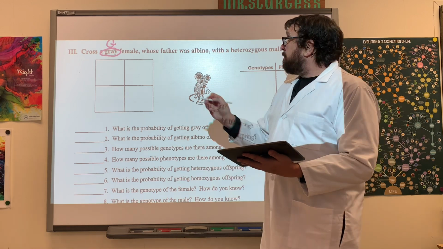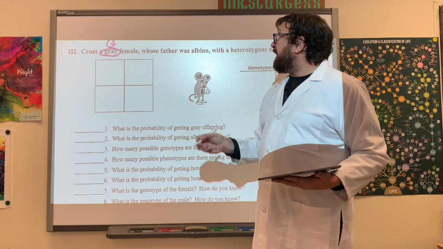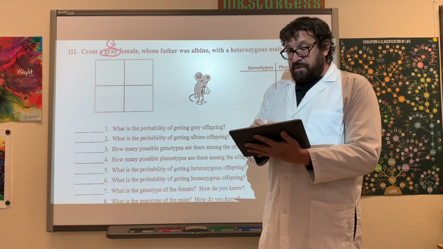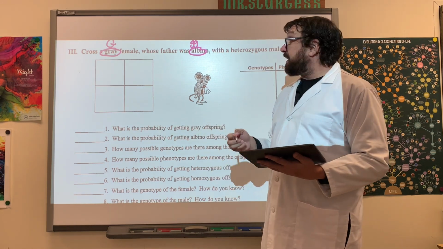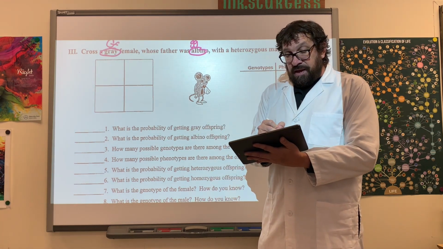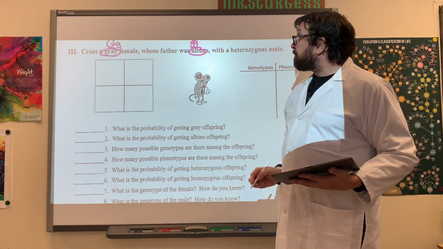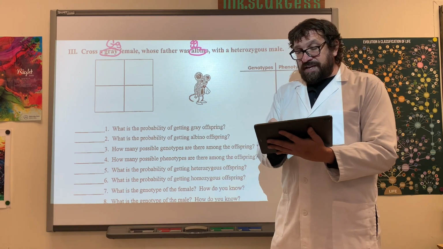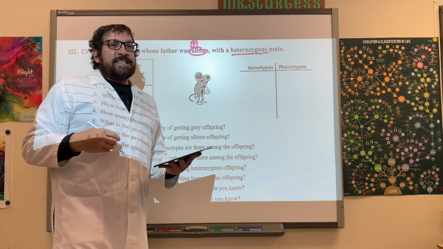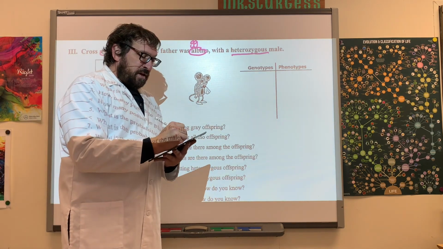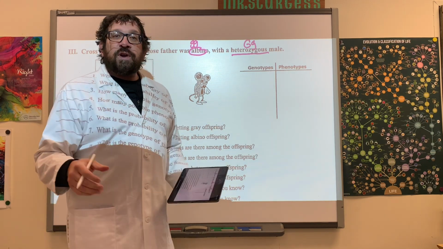She's dominant, but her father was albino. Well, if he was albino, he had to be small g, which means he could only pass on a small g to her. So she's going to be capital G, small g. And then we're going to do a heterozygous meaning different. So we know that he's going to have a capital G and a small g. Okay, that's your hint for number 3.